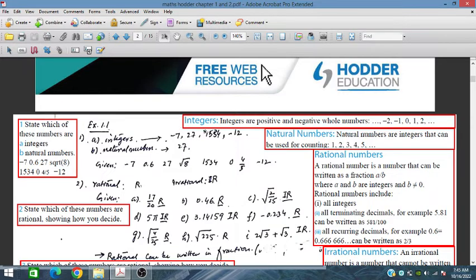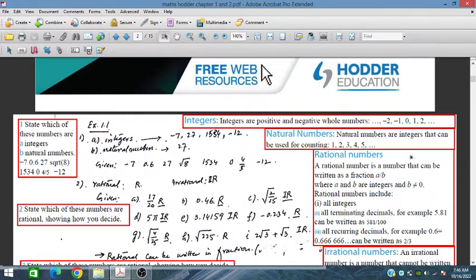First, integers are the positive and negative whole numbers. So it covers every number that is a complete number. A whole number is an integer, whether it's negative or positive or even zero. So these are integers. A natural number is a number that can be used for counting. Anything that can be counted is a number. Zero is not a countable number, so it is not a natural number. Natural numbers start from positive 1 onward.